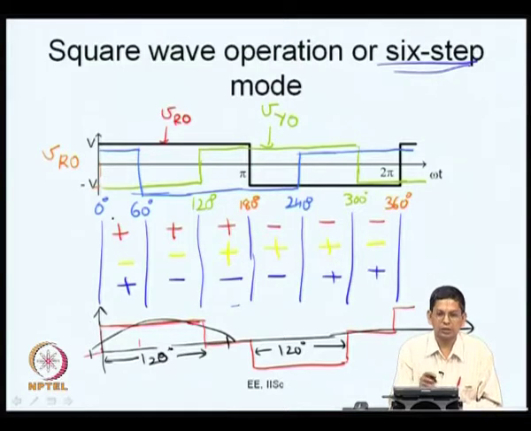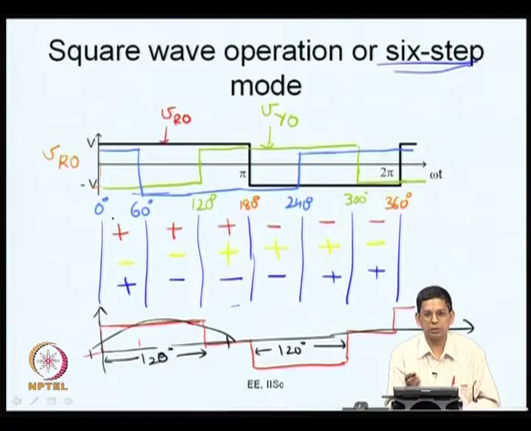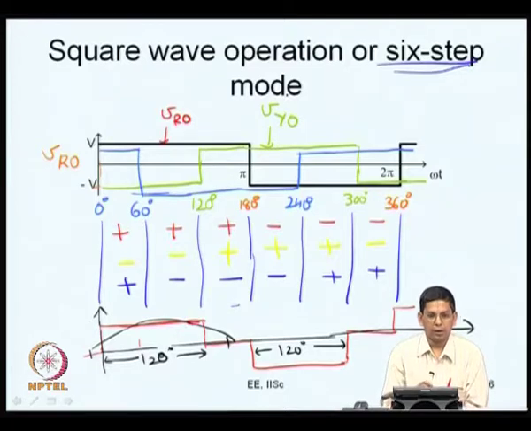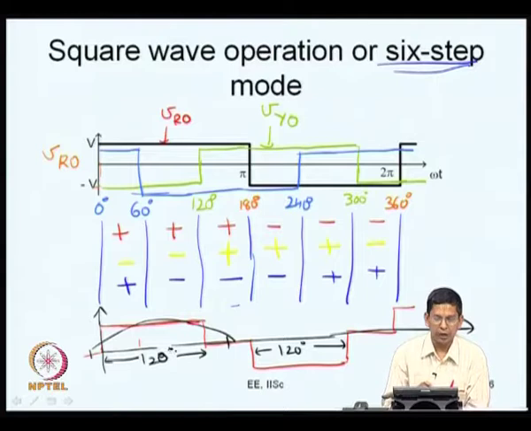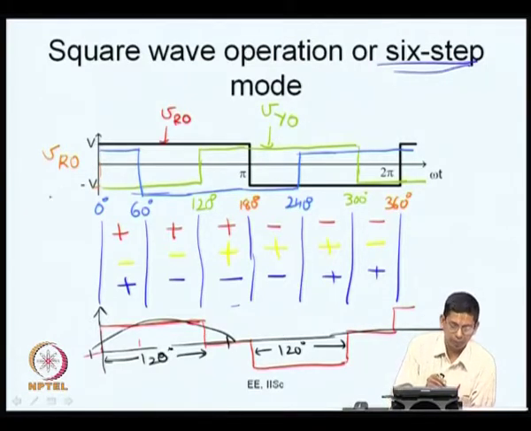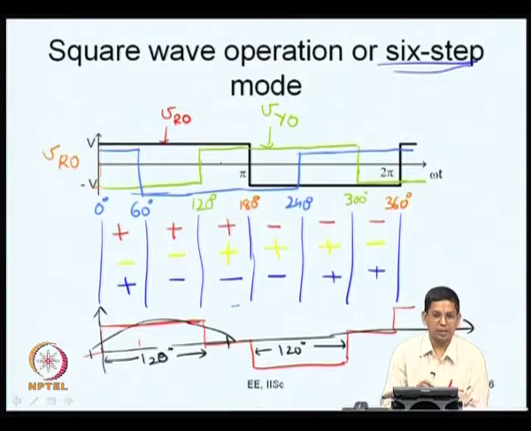So, once again you see that every 60 degrees the level changes. This is why you call it the 6-step mode. You call it either square wave operation or 6-step mode. This is the most fundamental method of controlling this. You cannot control the fundamental voltage here, you accept whatever fundamental voltage is. The fundamental component of the pole voltage is 2 VDC upon pi, and the fundamental phase to neutral voltage applied is also 2 VDC upon pi.